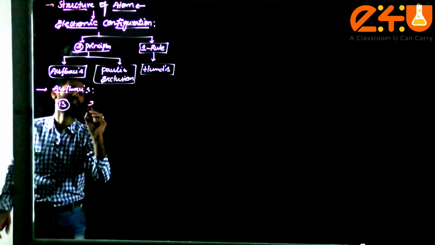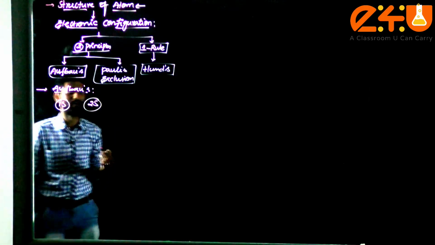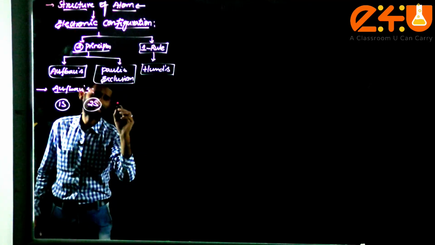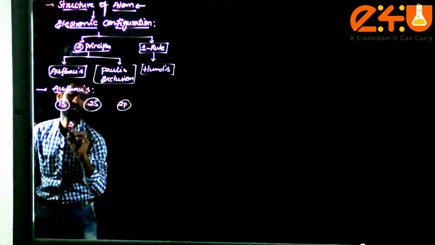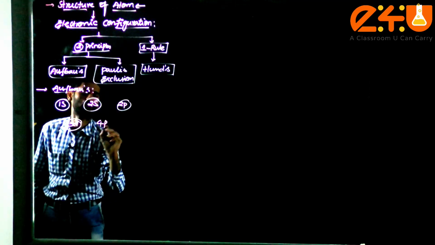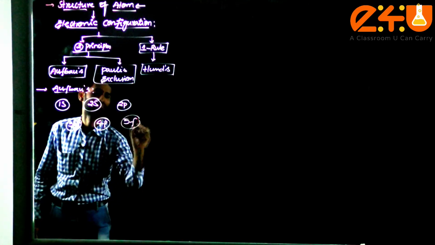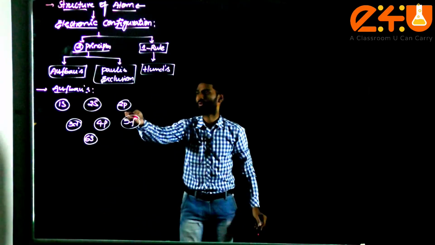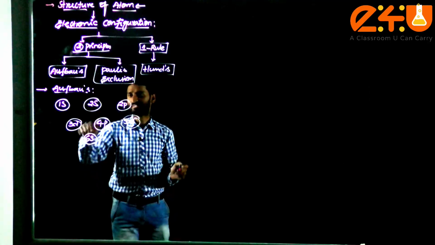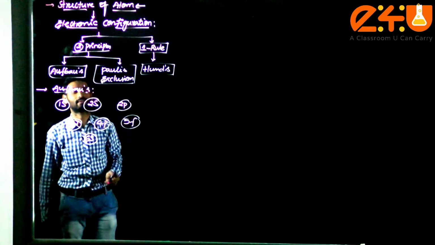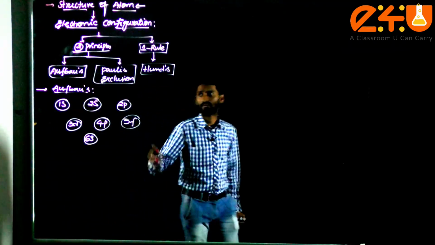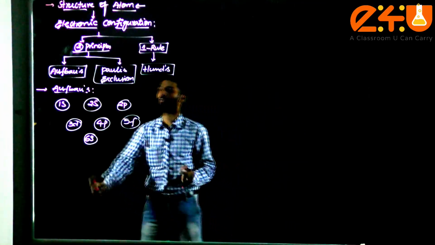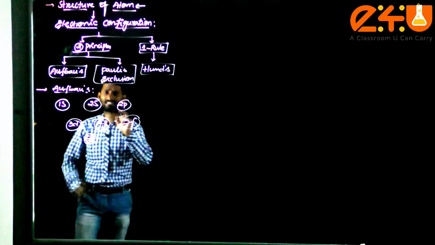For example, 1s is there. We already know what is Pauli's diagram, so I am not drawing it here. Next, 2p, then I am writing 3d, 4p, 5f, 6s. Sir, I am getting really confused: in which orbit or subshell will the electron enter first? Students, don't get confused. Aufbau is the scientist who gave a clear idea about this principle.